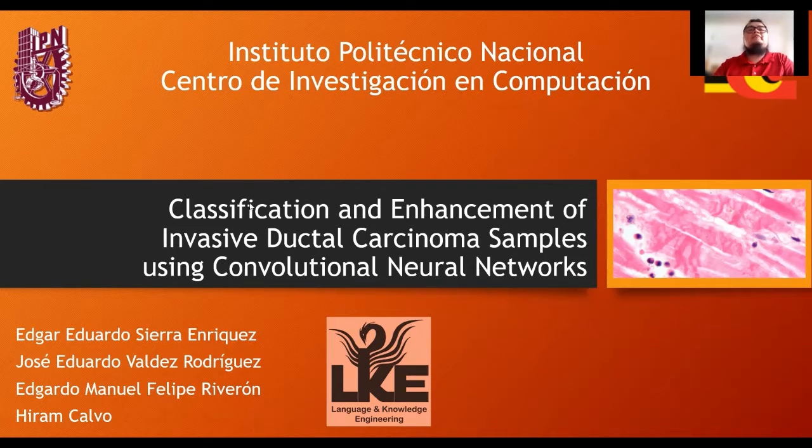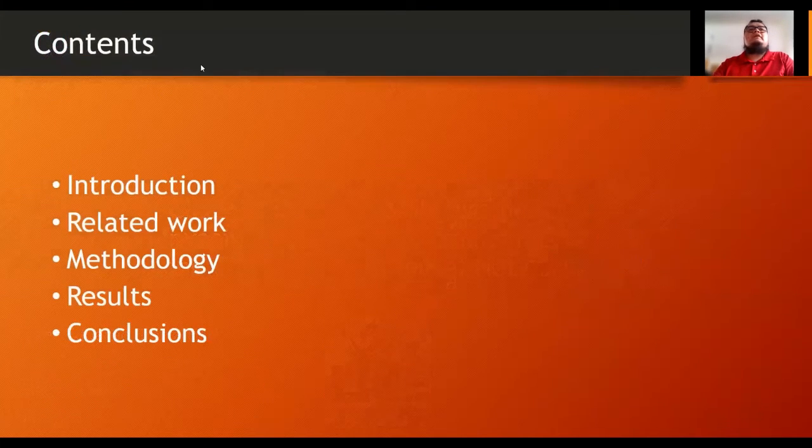I am representing paper 58, which is named Classification and Enhancement of Invasive Ductal Carcinoma Samples using Convolutional Neural Networks. I am representing Instituto Politécnico Nacional and the Centro de Investigación en Computación. The contents of this presentation: first, I'm going to start with an introduction, our related work, the methodology, the obtained results, and the conclusions.